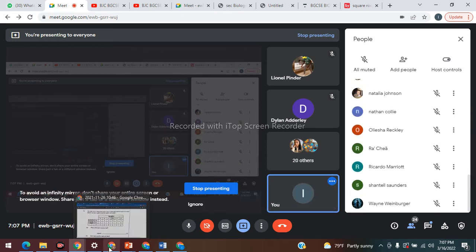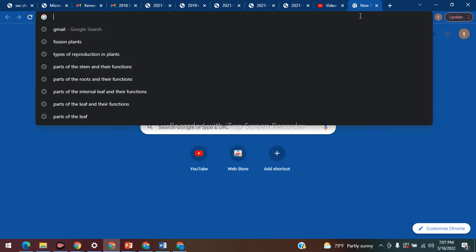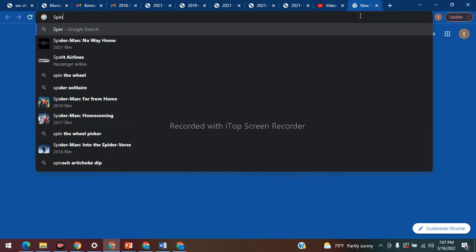Okay, so the table below shows the results when a 3-sided spinner and a 6-sided spinner are spun together and the results were added. Okay? So we have a 3-sided spinner and a 6-sided spinner. Okay? Anyone know what a spinner is? Spinners, right? Okay, so let me show you.